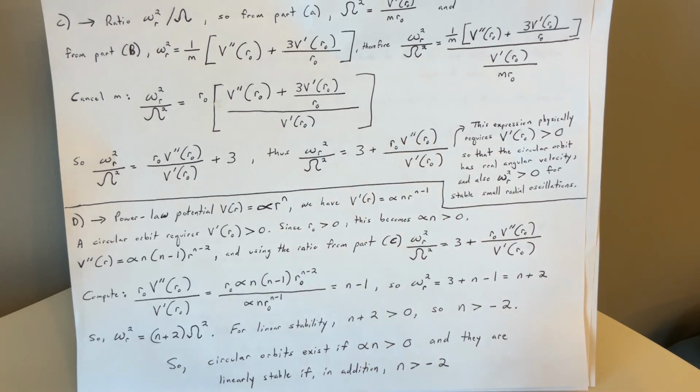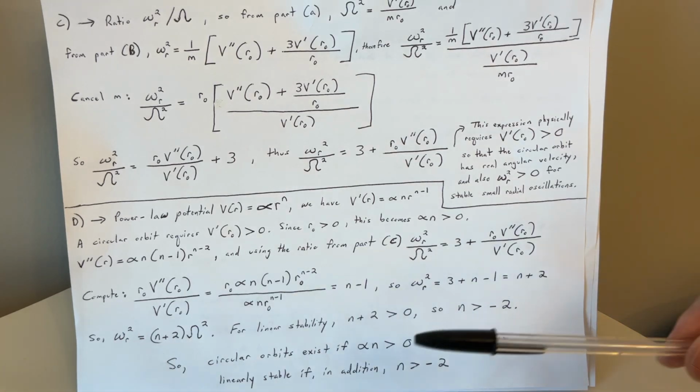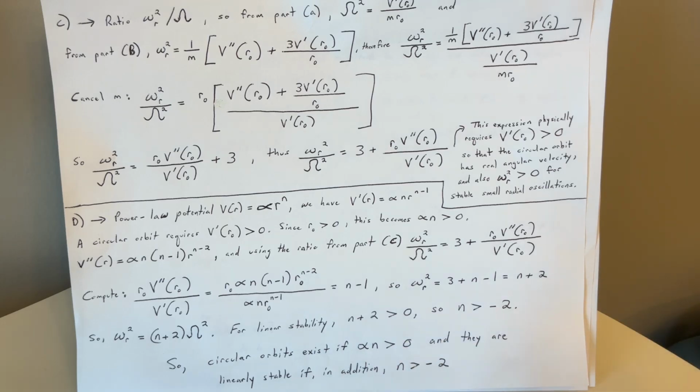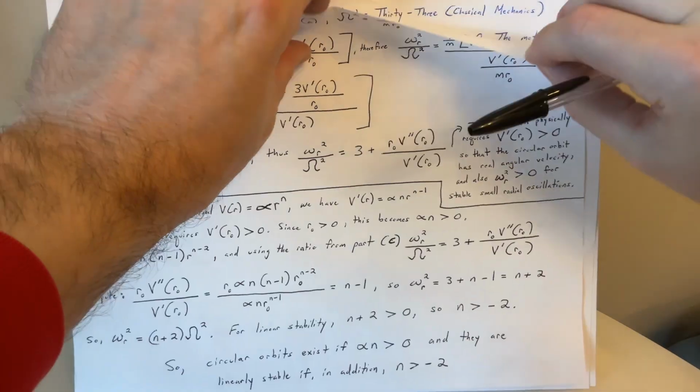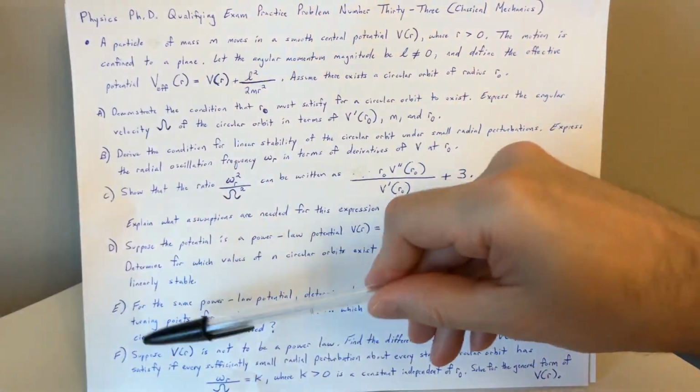For linear stability, n plus 2 is greater than 0. Sorry, and so n is greater than negative 2. And so from here we could say that circular orbits exist if alpha times n is greater than 0, and they are linearly stable if, in addition, n happens to be greater than negative 2. Okay, so that's part D. Moving along now, part E.